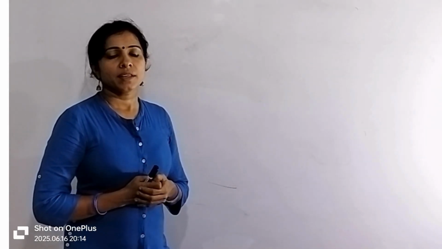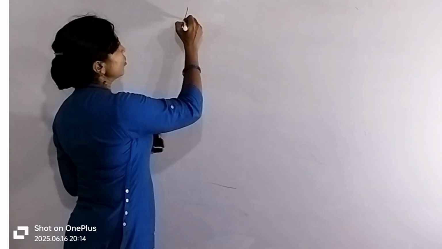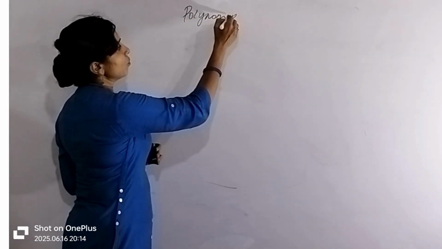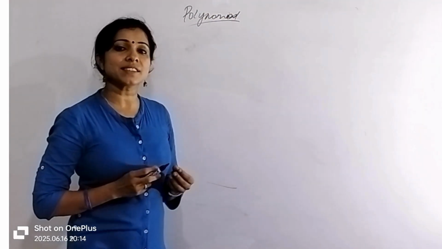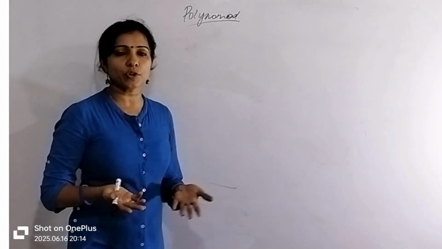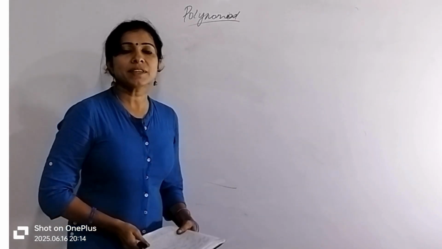Okay. So today we are going to learn about the chapter Polynomials. This is the second chapter of CBSE 10th standard. You have already learned what a polynomial is and how to find the roots or zeros. But still, I will explain.